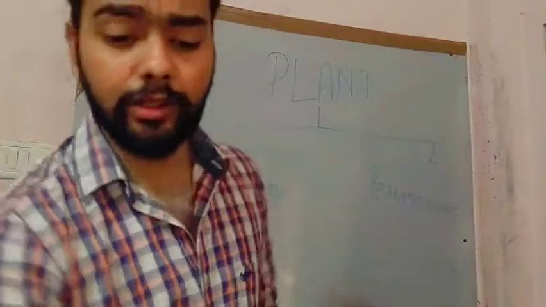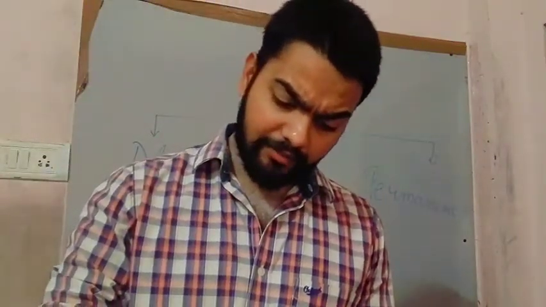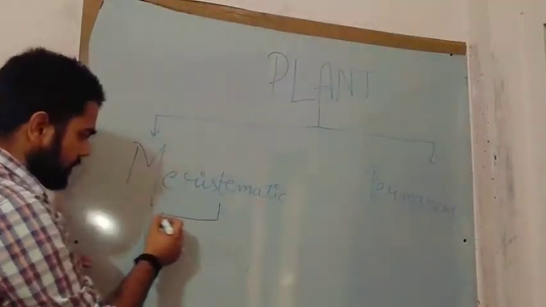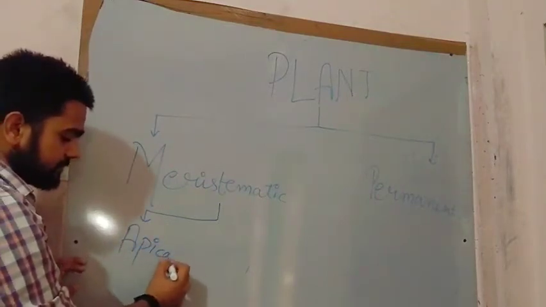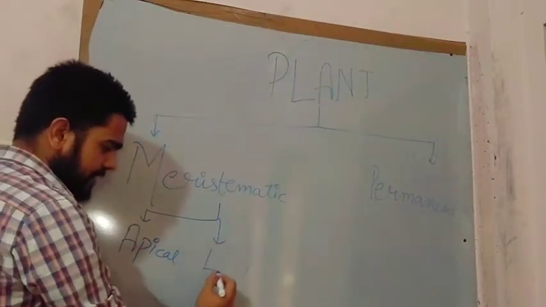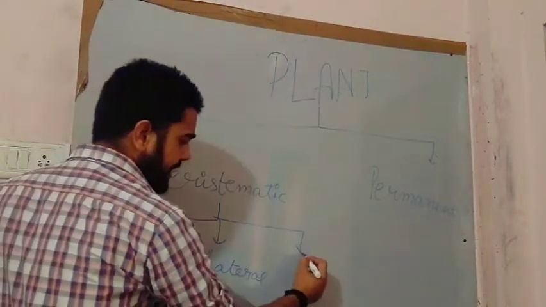Meristematic tissue, based on the position on which they are found and their functions, they are further divided into three types. First one is apical, lateral, and intercalary.